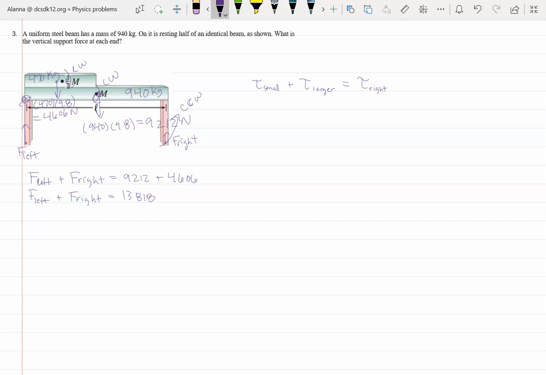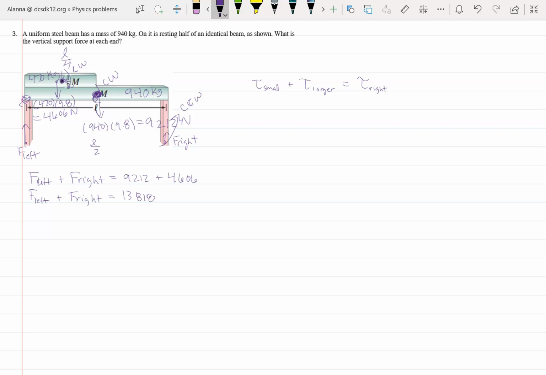So notice that we're not given the length here, but we do know that this beam is going across the whole thing, and this one is just going across half of it. So for this one, we want to say that all of its mass is concentrated in its center of mass, which would be L over 2. And then this one is going to be concentrated in its center of mass, which would be L over 4. So L over 4, L over 2, and L are going to be our distances from the axis of rotation.